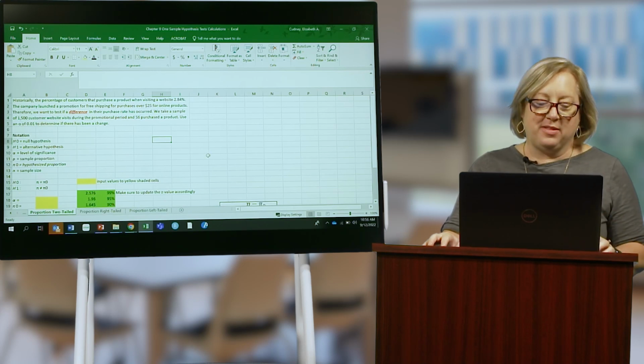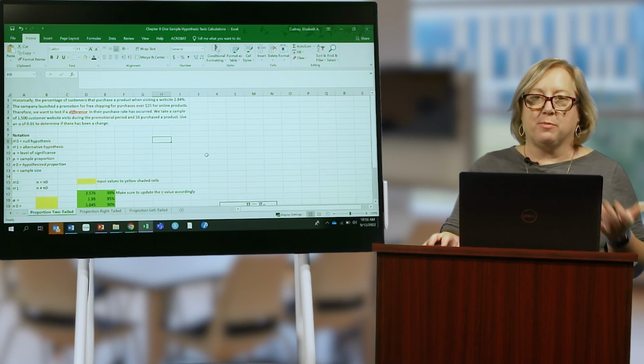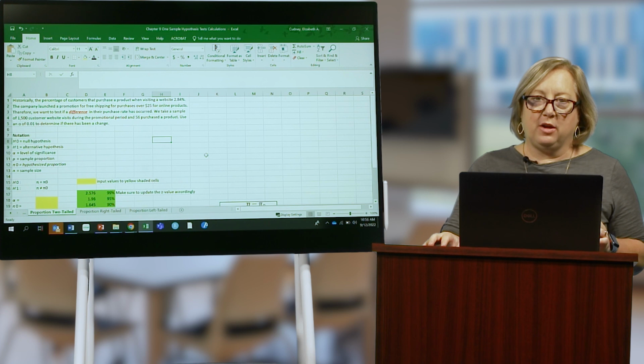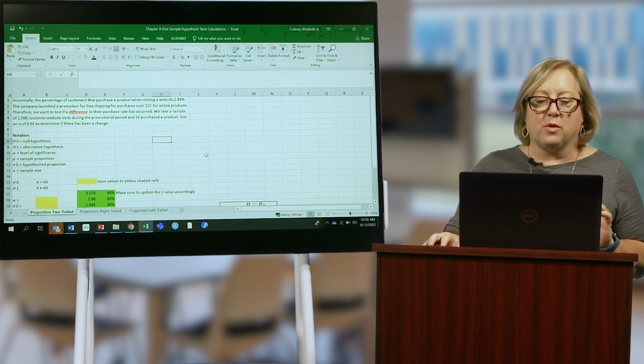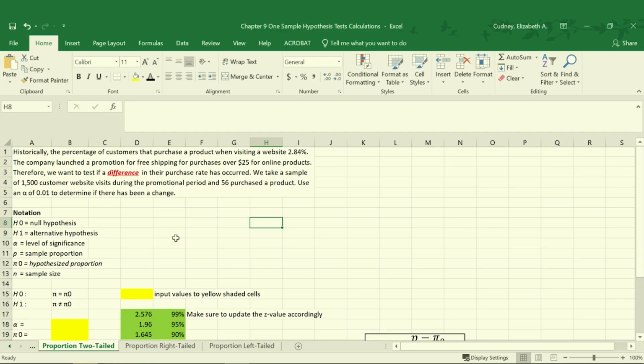With one sample hypothesis testing, we can also compare proportions. So let's take a look at a two-tailed test for proportions. In this example, we know that historically, the percentage of customers that purchased a product when visiting a website was 2.84%. The company launched a promotion for free shipping for purchases over $25 for online products.